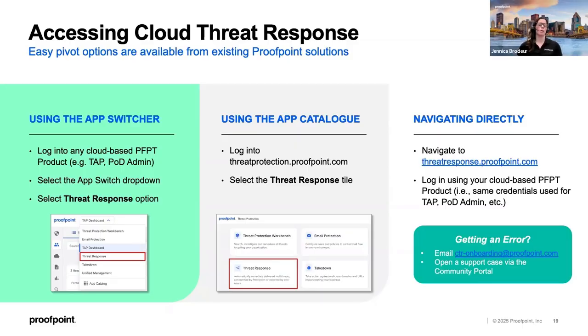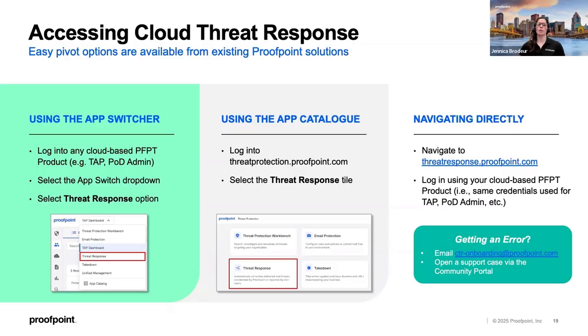So TAP, Cloud Admin, email fraud defense, things like that. If you attempt to go into the app switcher or the app catalog and you're not seeing that threat response tile or you're getting an error when you enter your credentials, that's a great opportunity to reach out to the CTR onboarding distro. It could be a situation where your Cloud Threat Response tenant has been provisioned, but maybe you're not yet an administrator on that, or we need to look into some things on the back end. You also can open up a support case within our community portal and get assistance that way.